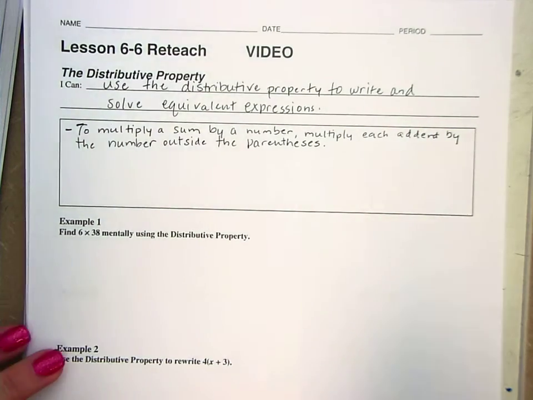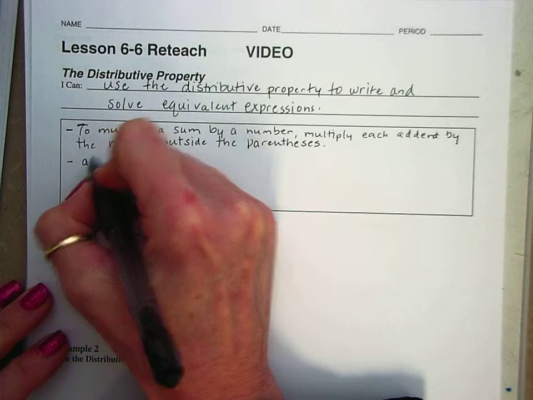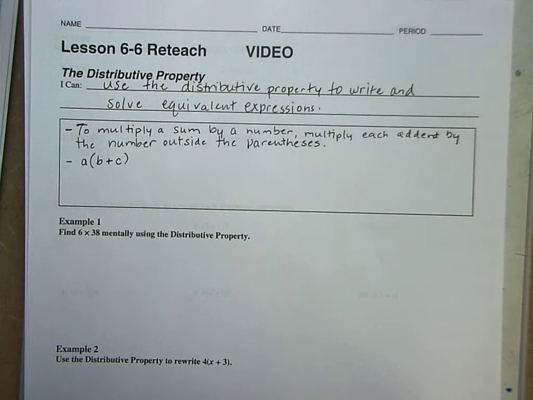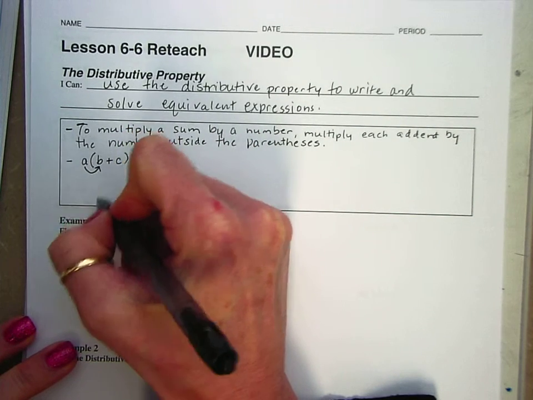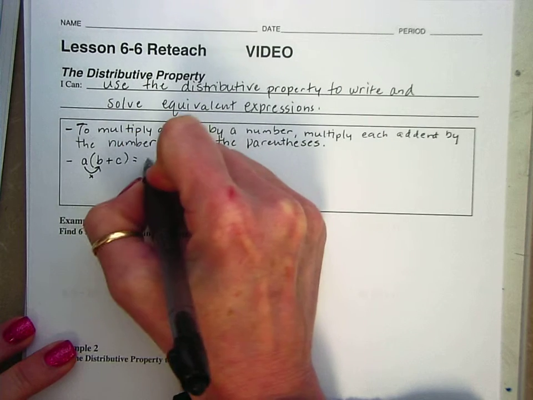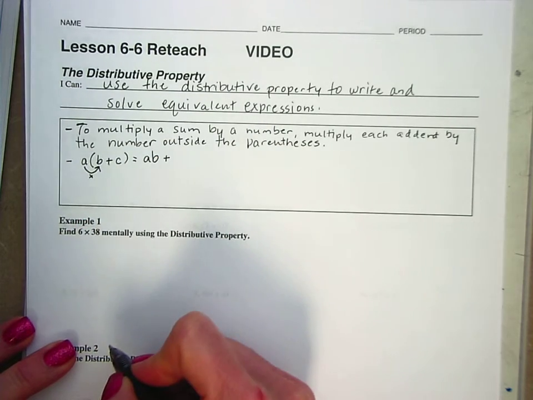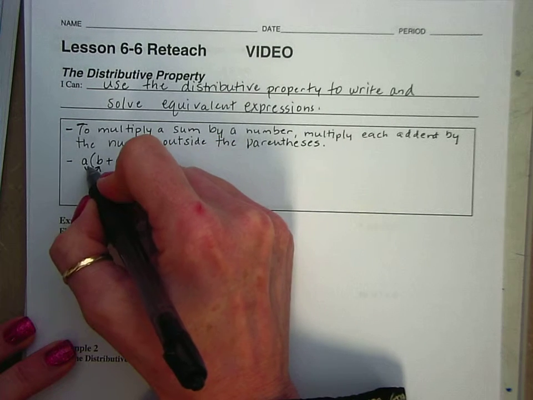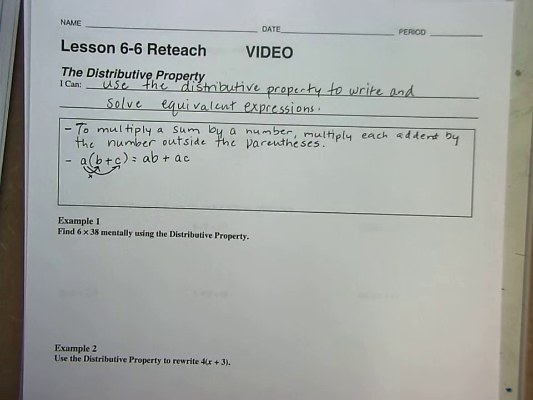All right, so you could say, let's look at this first one: A times B plus C. Okay, so what you would do is you would multiply A times B, so you'd get AB, and then you'd rewrite this plus, and you would say A times C. Let's look at a real example of that. That looks a little weird, I know it does.